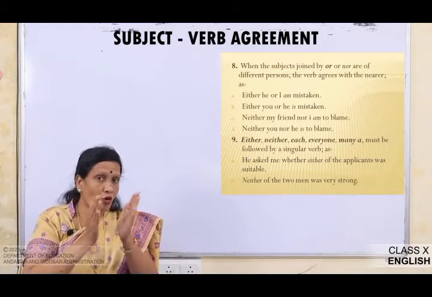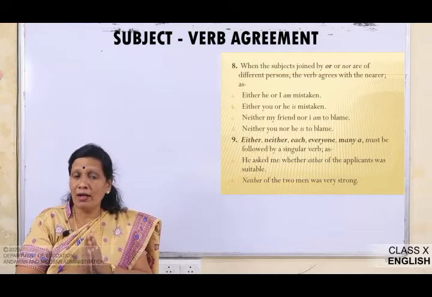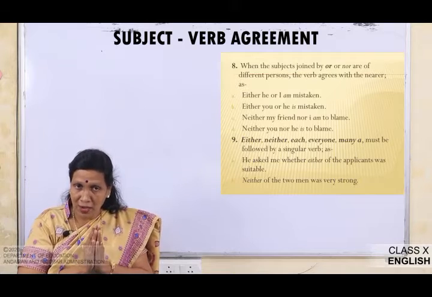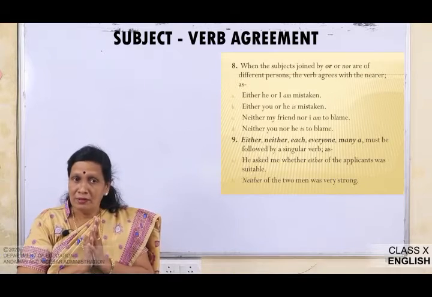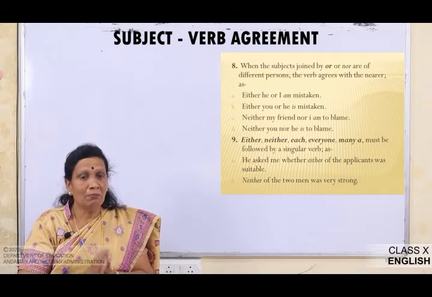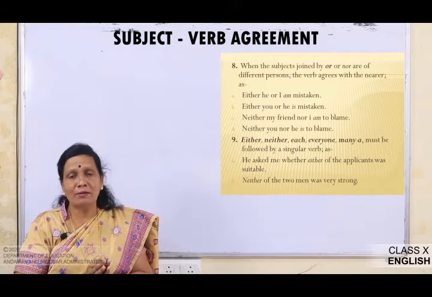Okay, when we use or, nor. So, either he or I. So, am, the verb, is next to the subject I. So, with I we use the singular form. I am mistaken. Either you or he is mistaken.